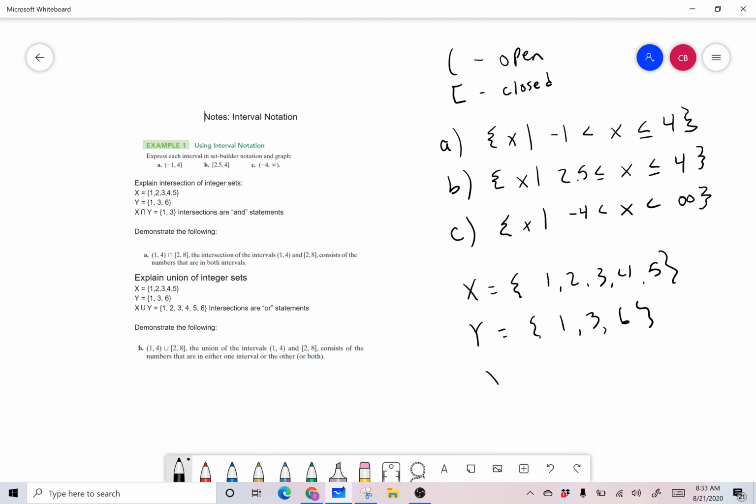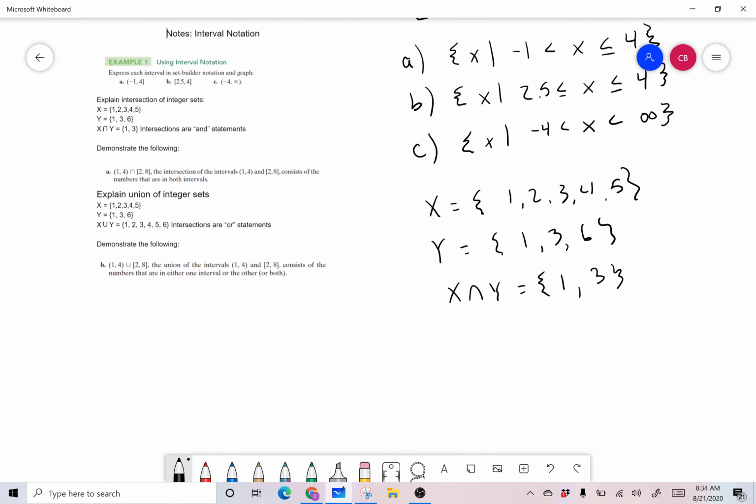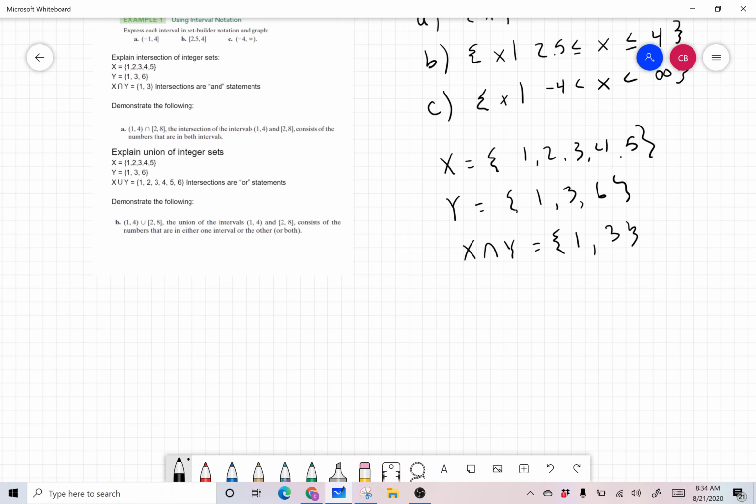So we write x intersect y. We want to know what intersects these two sets. Well, those are the values that are in both sets. So 1 is in both sets, 3 is in both sets, and that's it. So therefore, 1 and 3 are in the intersection of x and y. And those intersections are considered and statements.